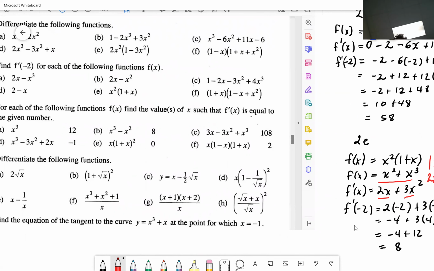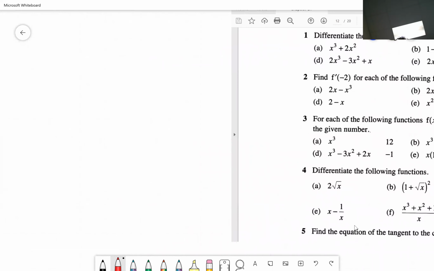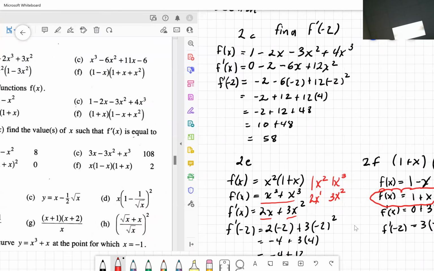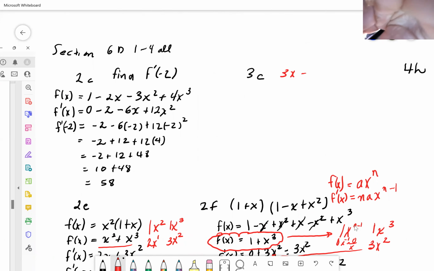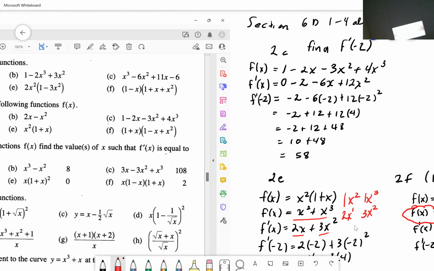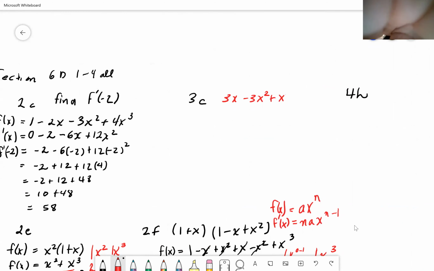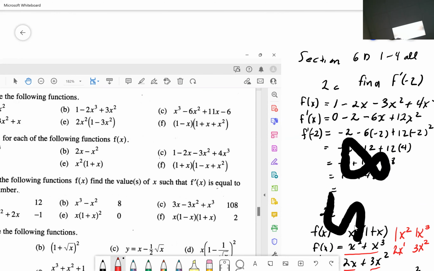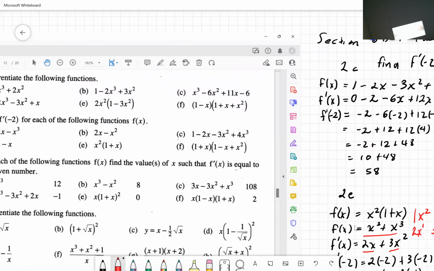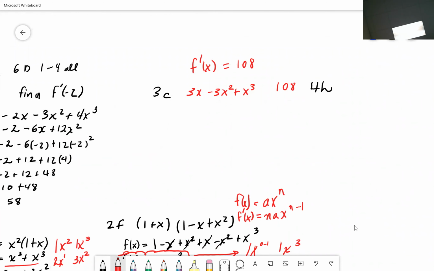All right, so let's take a look at the next number we wanted to do, 3c. In 3c, they give you 3x minus 3x squared plus x to the third, sorry. And then they wrote the 108 here, meaning that they want you to find f prime of x such that you have 108. I think that's what they wanted you to do in those instructions. So in this case, they wanted f prime of x to equal that number instead of setting f of x to something. All right, so let's go over this.